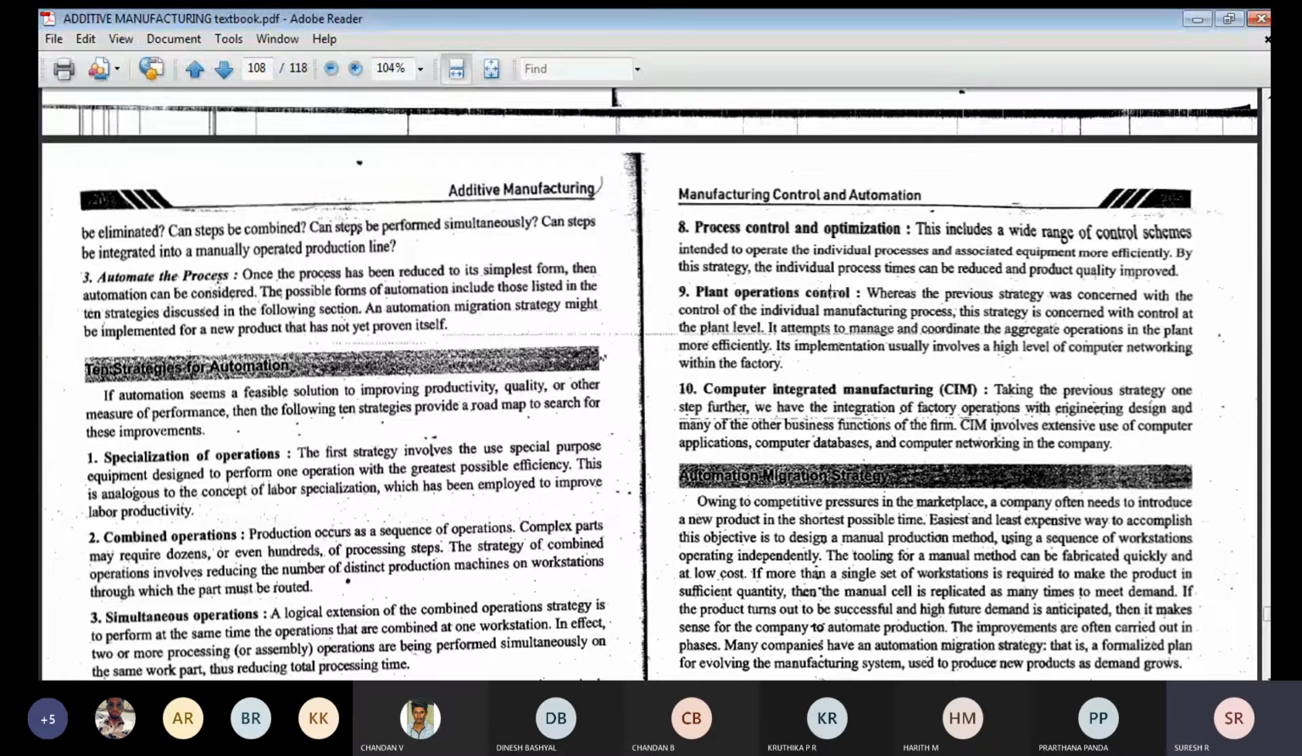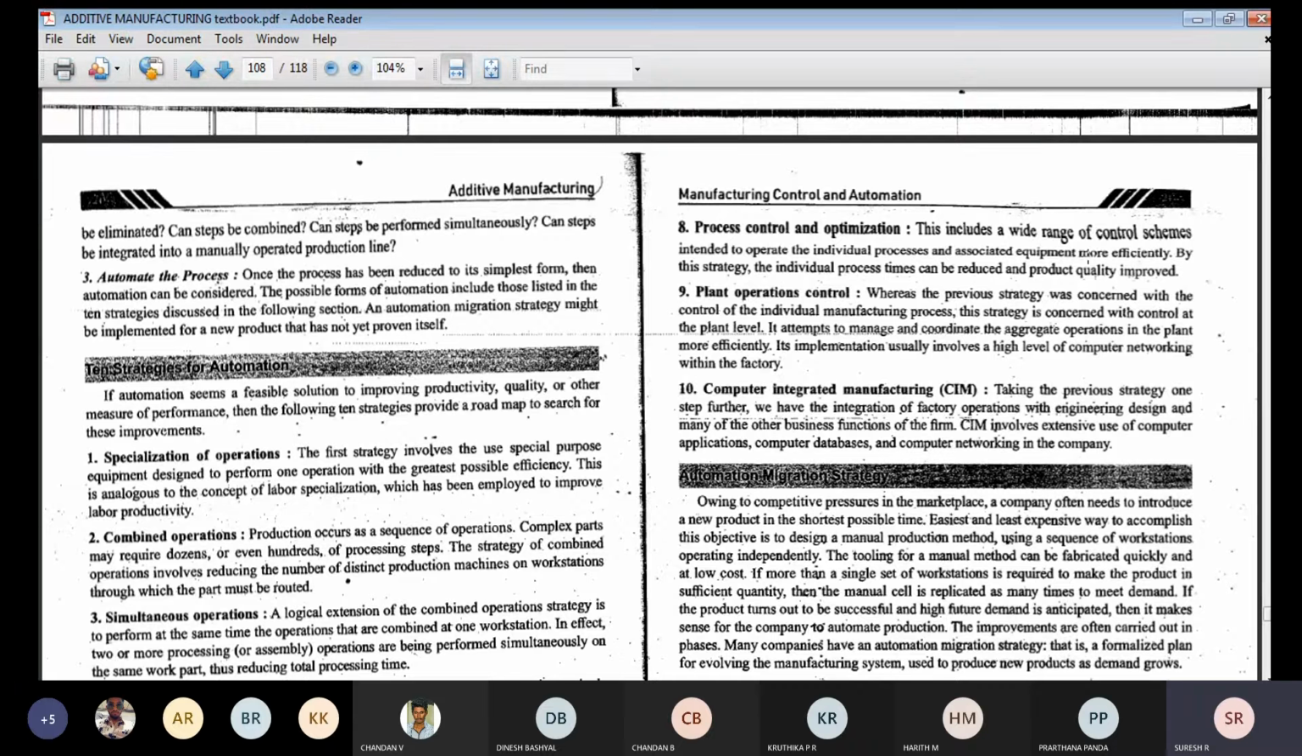Next, the plant operations control. The plant operation control should be done well, whereas the previous strategy was concerned with the control of the individual manufacturing process. In this case the entire plant is operated together. The implementation usually involves a high level of computer networking within the factory, so everything is done in a computerized manner, whether it is the data, the work, or any other thing.